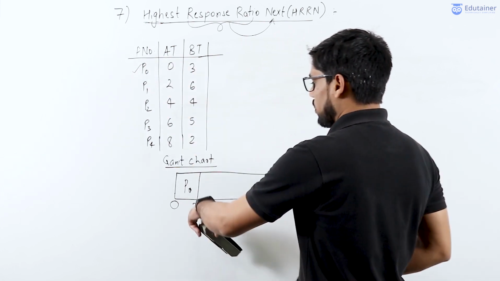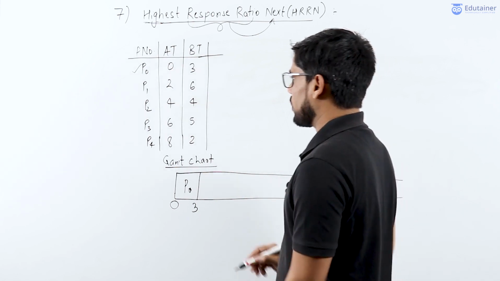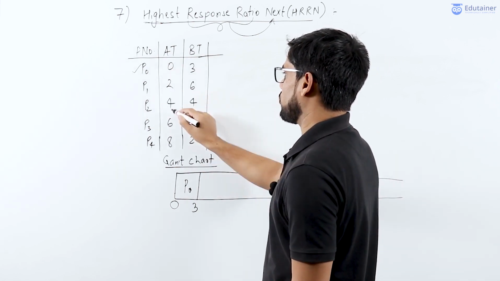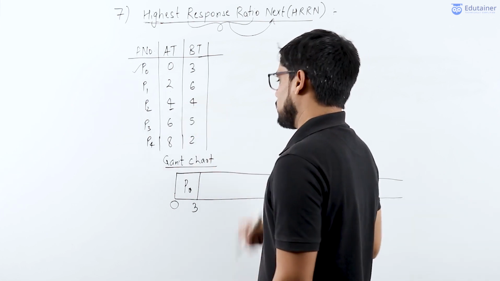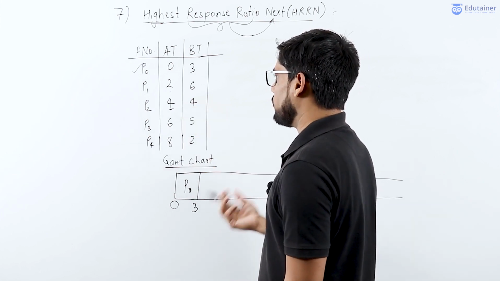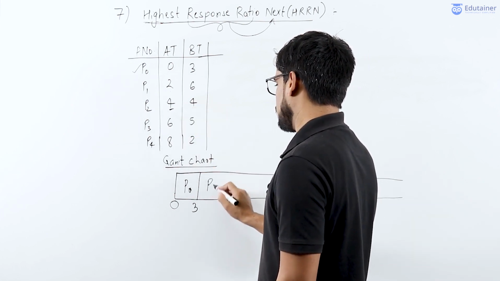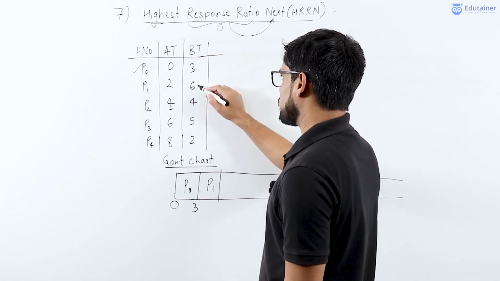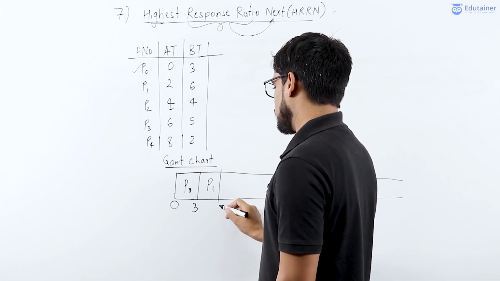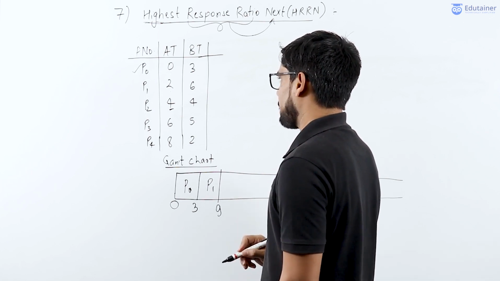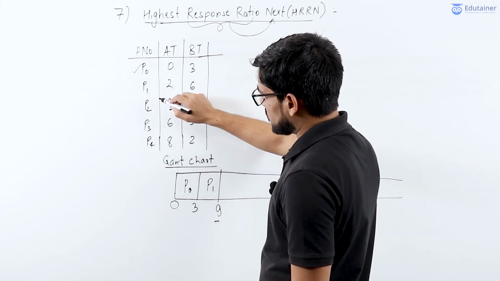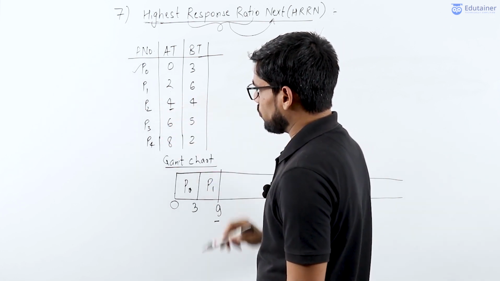At time 3, how many processes are available? Only P1 is available, since P2 arrives at time 4. So we have only one process, P1, and we can schedule it to the CPU. It requires 6 units of time, so 3 plus 6 is 9. Now at time 9, how many processes are available? P2, P3 and P4 are all available.